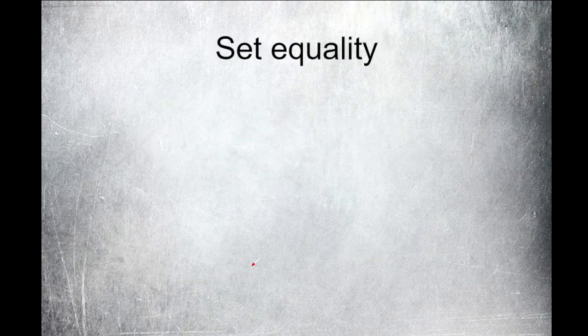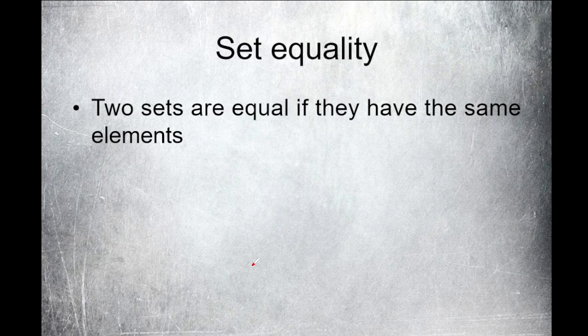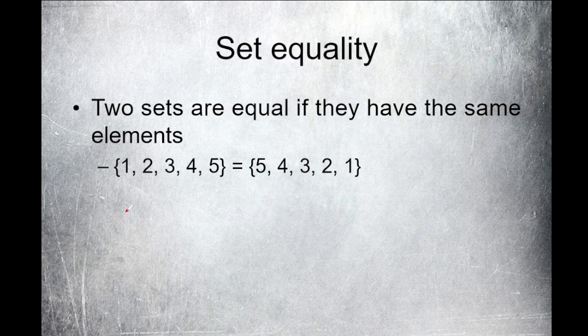Now with the equal term, let's see what we mean by set equality. Set equality is defined as: two sets are equal if and only if they have the same elements. So for example, if I have a set 1 2 3 4 5, and another is 5 4 3 2 1, just see that whatever elements are present in the first set are also present in the other set, then we can say that they are equal.